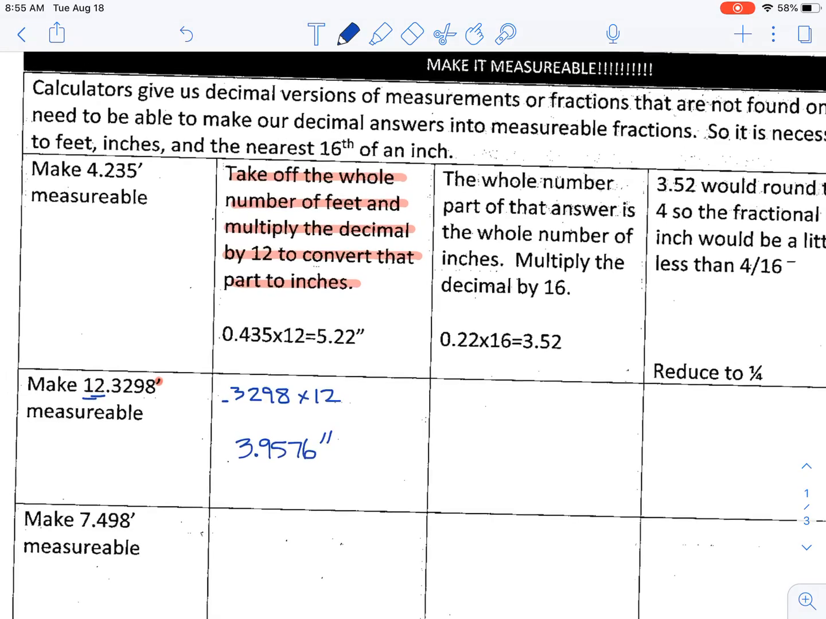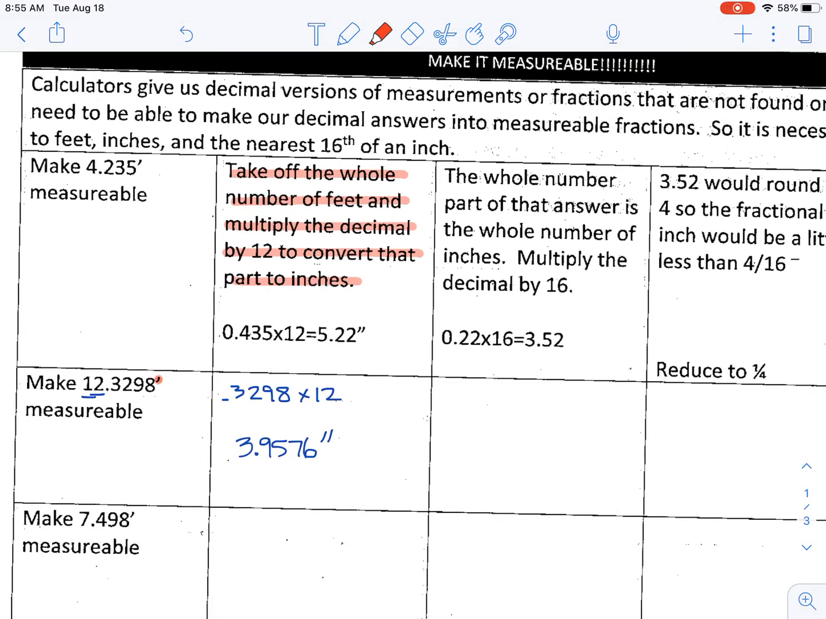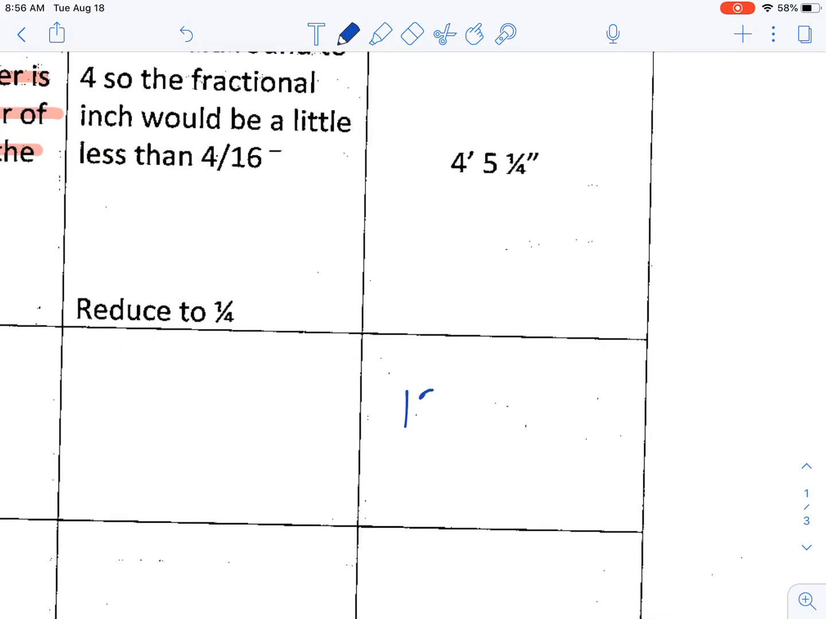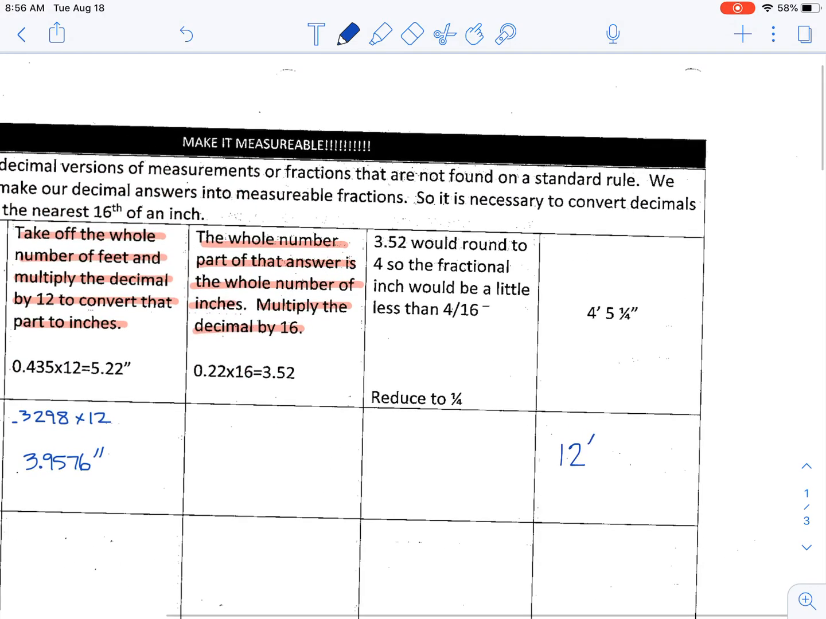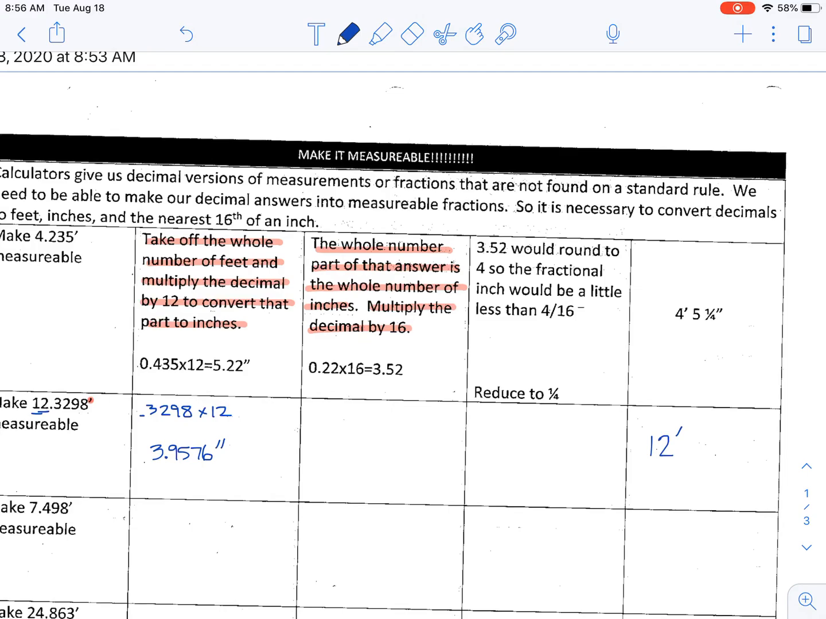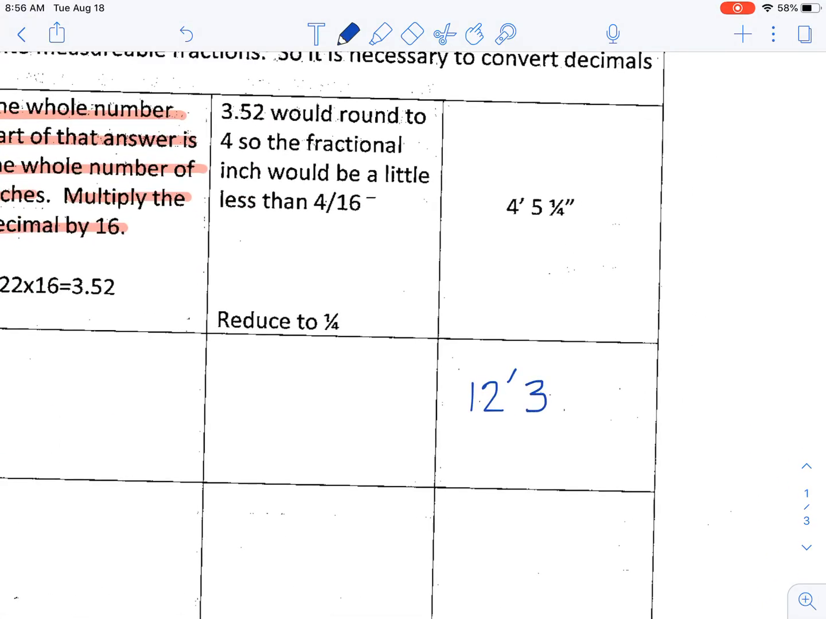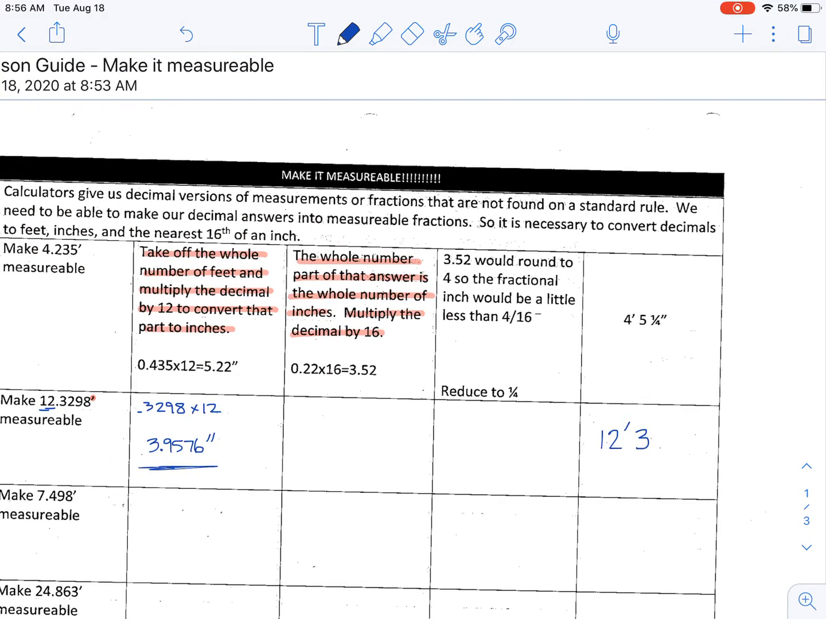Our next directions say the whole number part of that answer is the whole number of inches, and then we multiply that decimal by 16. So let me backtrack a little bit. Remember when we took that 12 off at the beginning? That 12 is the whole number of feet in our answer. And then in the second step, we take off the 3, and that 3 is the whole number of inches in our answer.